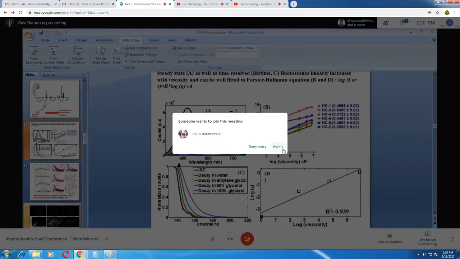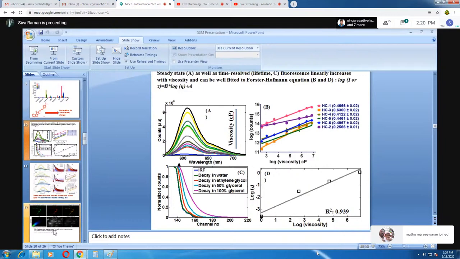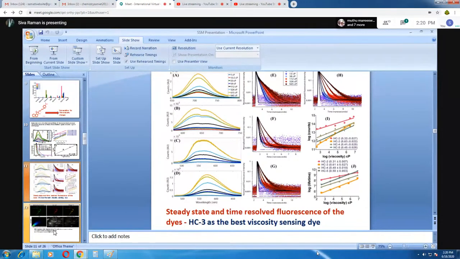Then we moved on to the steady-state and time-resolved fluorescence analysis. The time-resolved fluorescence clearly shows that as viscosity increases, the fluorescence intensity also increases linearly. It can be confirmed with the Förster-Hoffmann equation, the log of viscosity versus log of lifetime plot. It is also the steady-state and time-resolved data of all the molecules: HC1, HC2, HC3, HC4, HC5, and HC6.